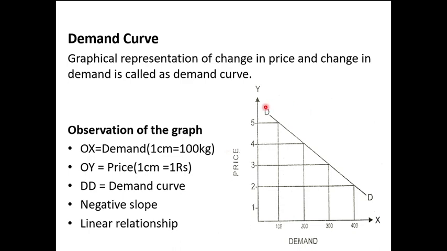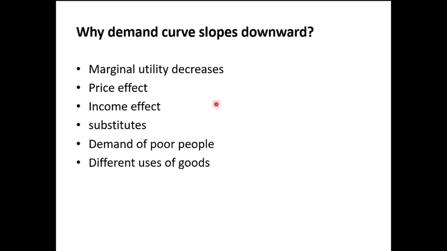So to get this downward slope, you should be very clear in terms of demand and price. While writing demand and price, you must write them correctly. On the OX axis you must write demand, on the OY axis you must write price. Then only you will get this kind of downward slope. Here you have to observe that this is a negative slope. As we know that there is an inverse relationship between demand and price, hence we are getting a downward slope in the demand curve. So this is the observation of the graph.